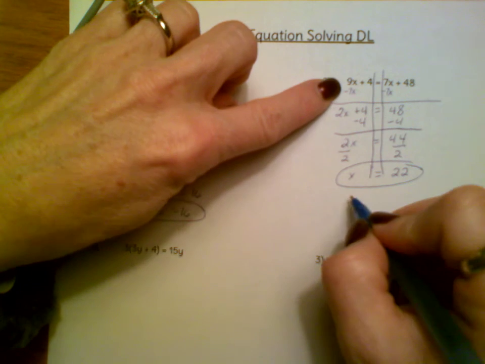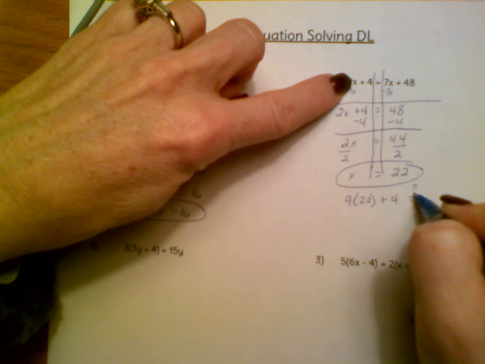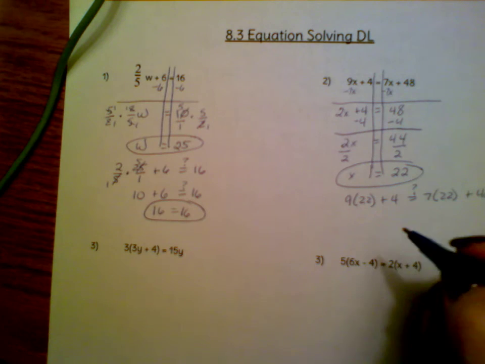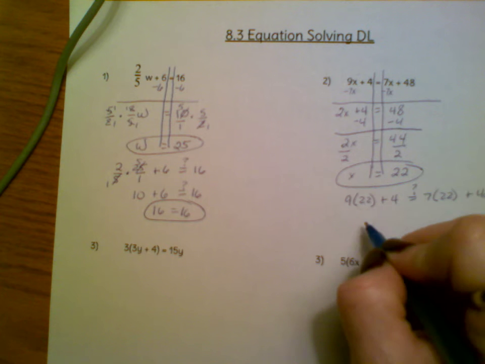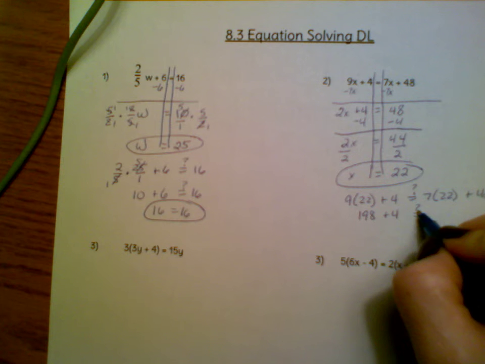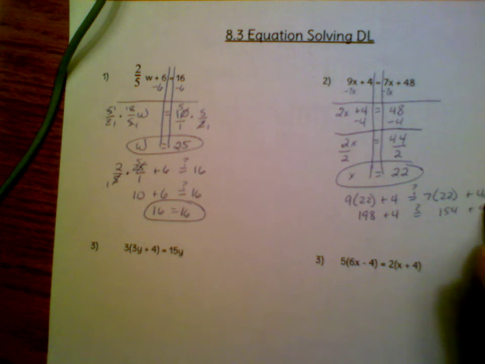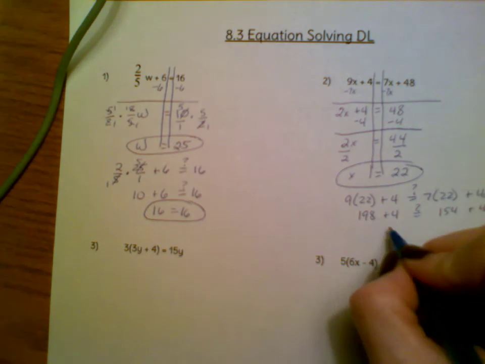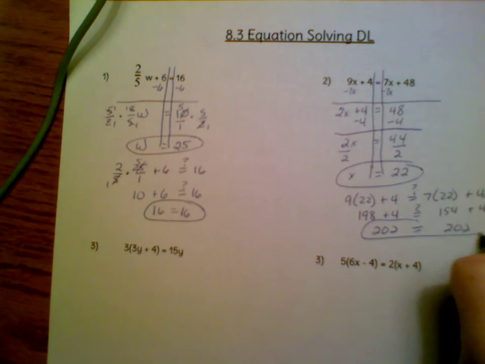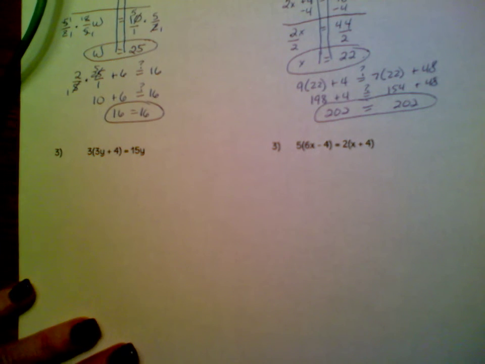I want to check this. So I'm going back. 9 times 22 plus 4 is hopefully equal to 7 times 22 plus 48. 9 times 22 is 198, plus 4 is hopefully equal to 7 times 22 is 154, plus 48. This gives me 202. This gives me 202. They are equal, so I know I'm correct. So you can always check your work to find out if you have the right solution.